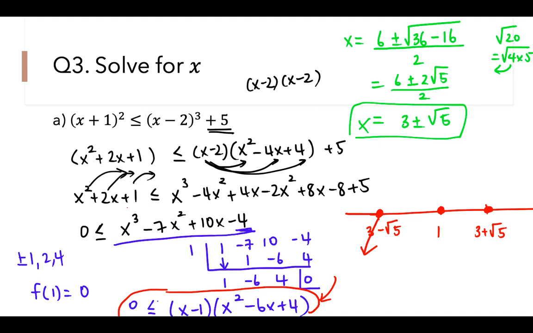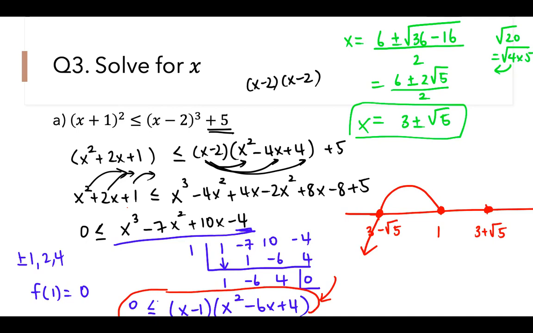And let's plug in a number that's in between 3 minus square root 5 and 1. So for example, I could plug in 1.5. So let's plug in 1.5 into the equation, and you will get a positive overall sign. So that means it's going to be above.